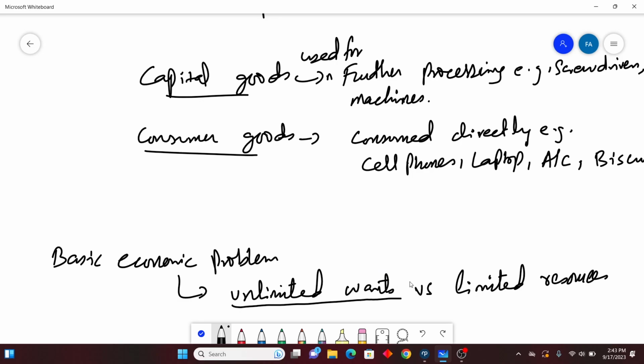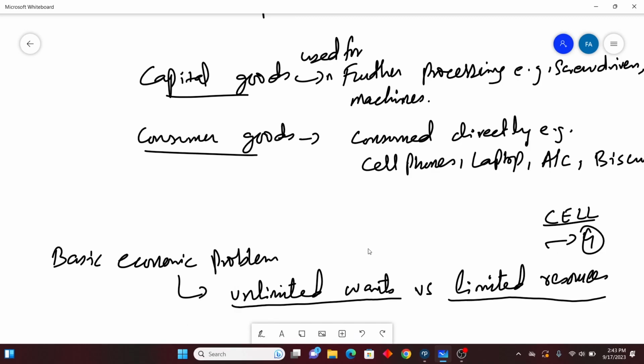We keep on demanding more and more goods from other people, and that's why there are unlimited wants but limited resources. What are resources? A quick recap: resources are those things which are used to produce something. These are factors of production. There are four factors of production. What do you call that? CELL. Okay, what is that?